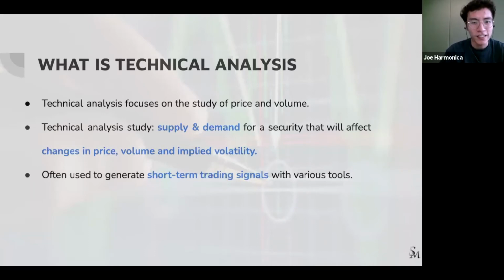Technical analysis is a very scary term when people see "technical", but really what technical analysis is, is just some indicators, some lines, and some charts to study the price and volume and to understand what is the supply and demand for a security, or I would say a stock or a company. And we will then analyze and see how it changes the price, the volume, the volatility, okay? So technical analysis, very important.